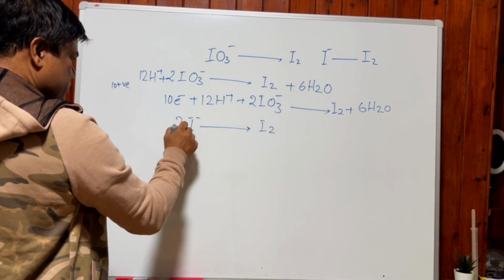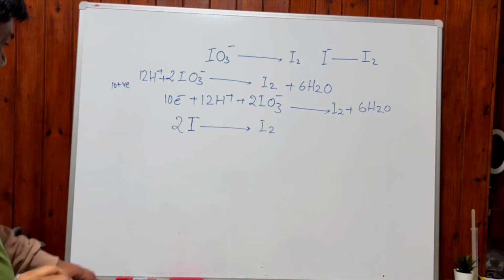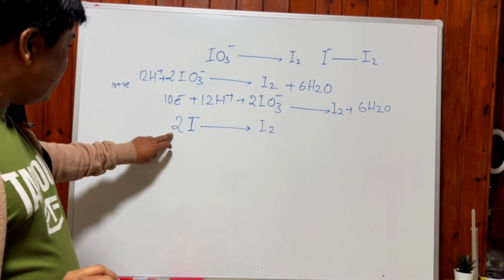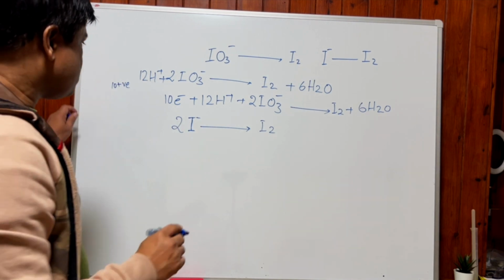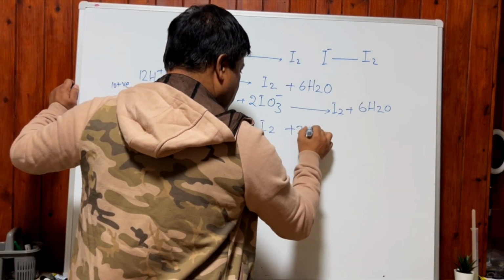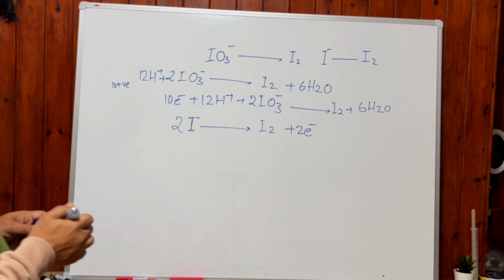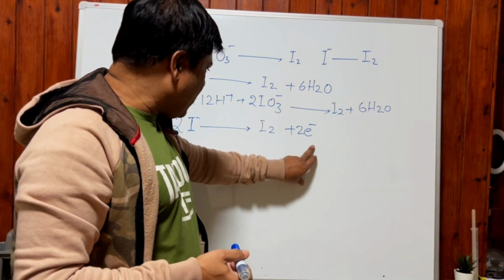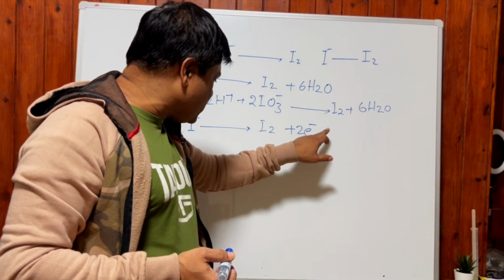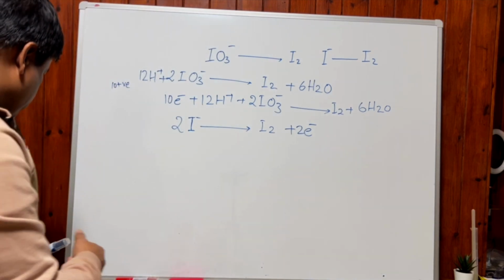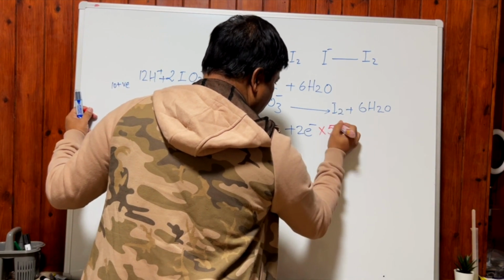So 2 iodide, iodide versus iodate. So 2 times 2 negative charge, so add 2 electrons here. So 2 iodide becomes I2 plus 2 electrons. Now look at that. In that equation we have 2 electrons. In that equation we have 10 electrons. How can I make 2 into 10 electrons? Times by 5. So simple. This equation you have to times by 5.